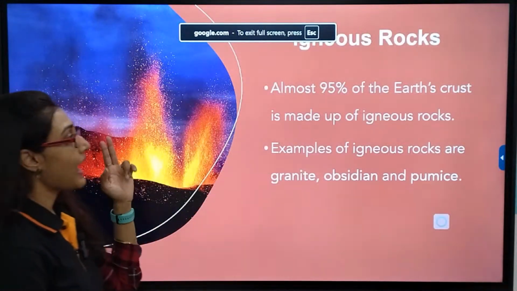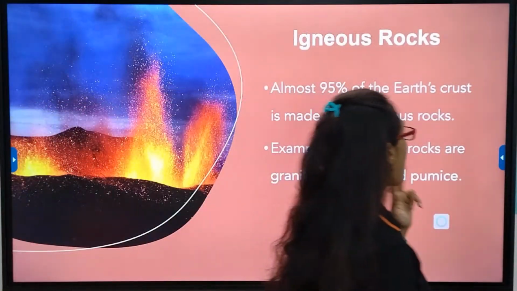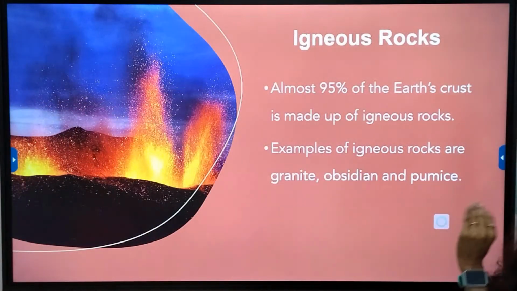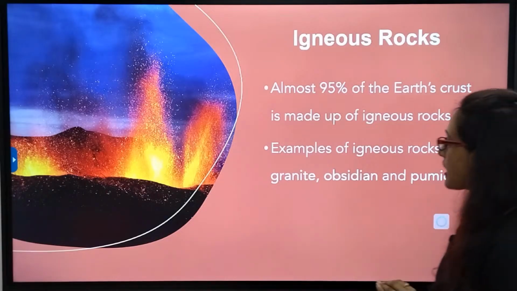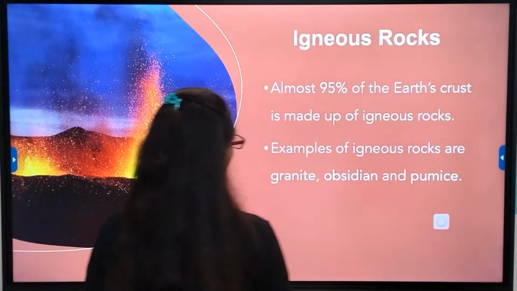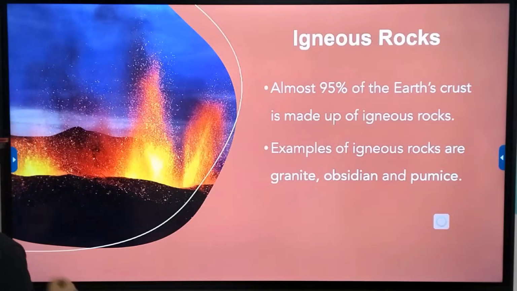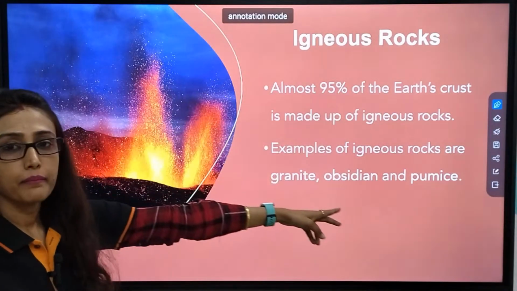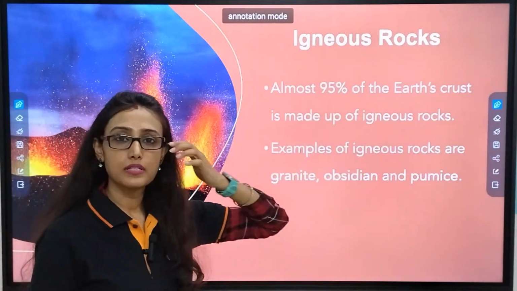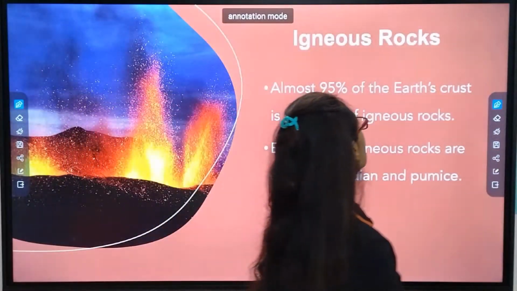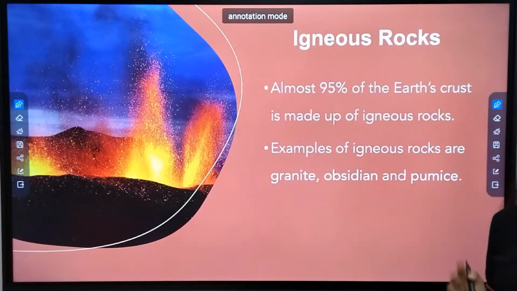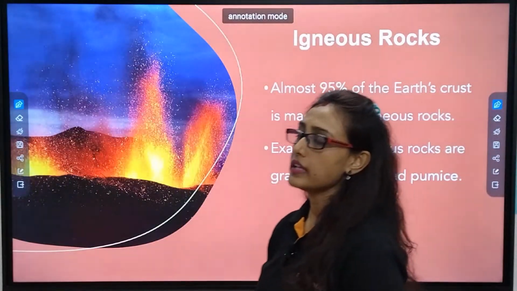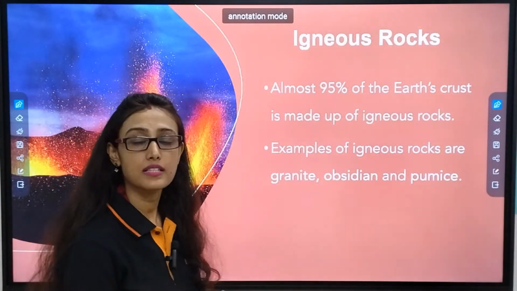See, almost 95% of the earth's crust is made up of igneous rock. Examples are granite, obsidian, and pumice. So now the question is, why is it 95%? Because we believe that when our earth was born, it was born out of the sun.